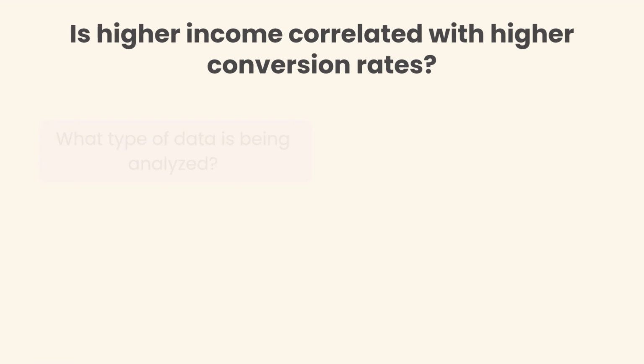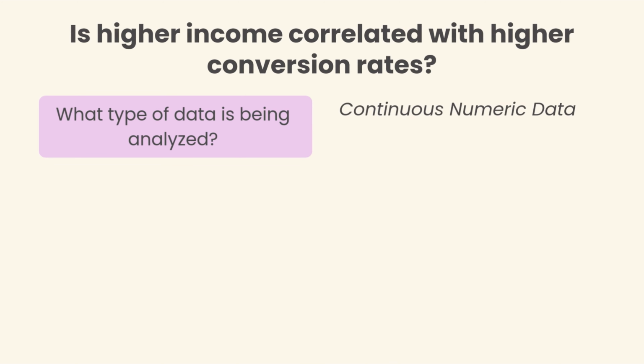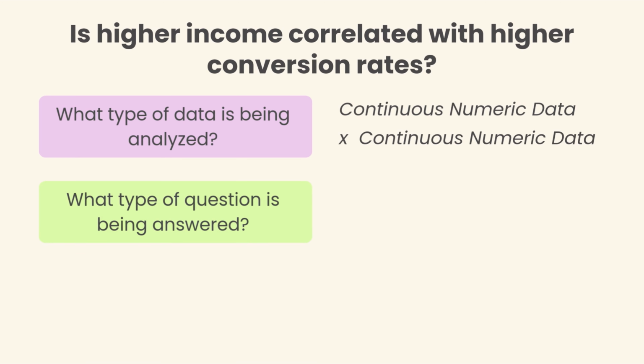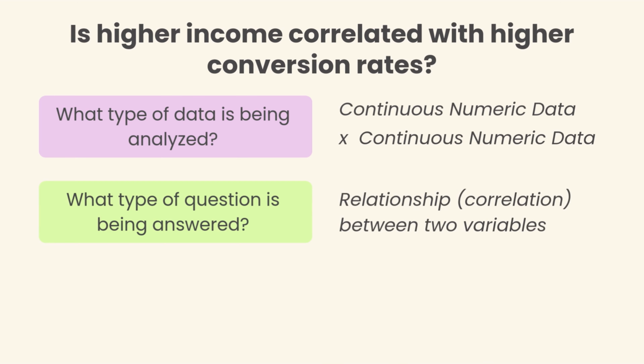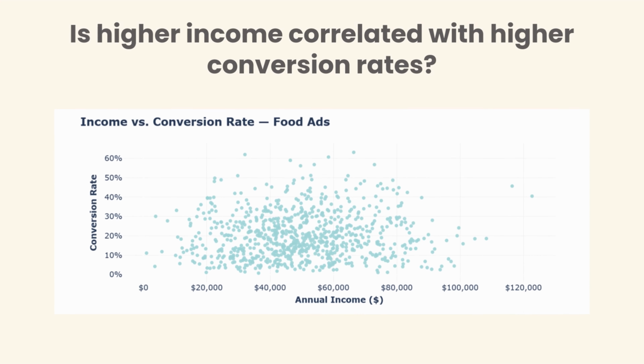Here we want to visualize a continuous numeric variable, conversion rates, by another continuous numeric variable, income. And we want to see the relationship between two variables. We want to see if they're correlated in any way. So for this use case, a scatter plot is the best option.